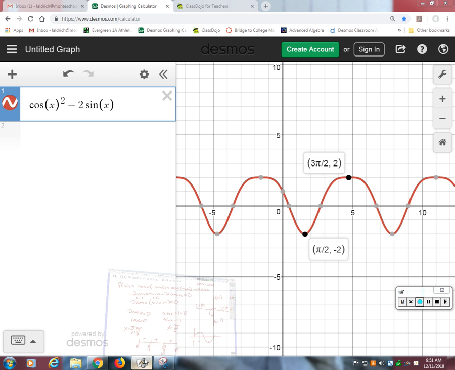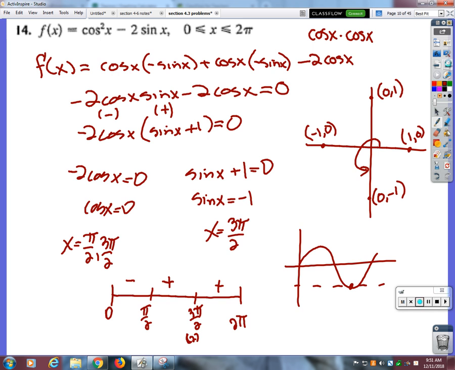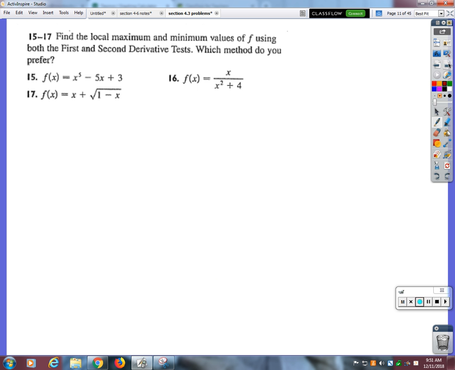All right, you want me to do what now? 15 through how many? Go! Oh, okay. Find the local maximum and minimum values of f. All right, this would be good practice for your quiz.